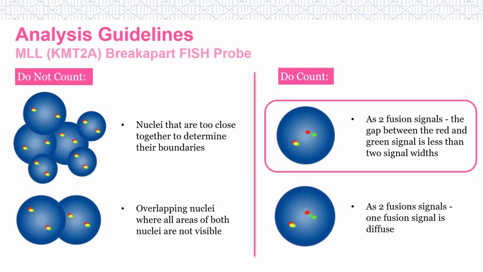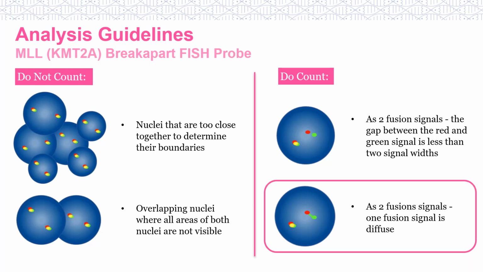However, an analyst will need to pay attention to the signal gap between the red and green. Fusion signals can either fluoresce as yellow or be observed as red and green signals in very close proximity to one another. An example of this can be seen here, where if an analyst sees a gap between the red and green that is less than 2 signal widths, they should score the red-green as a fusion. Or, when an analyst sees a diffuse signal with a strand connecting the 2 signals, it should also be scored as a fusion.